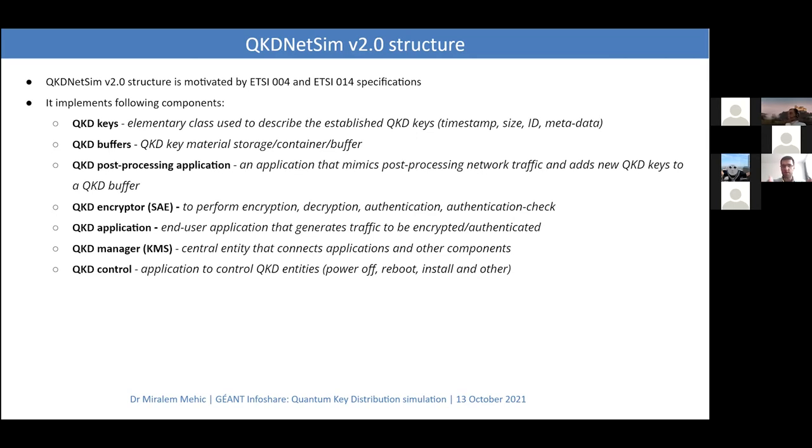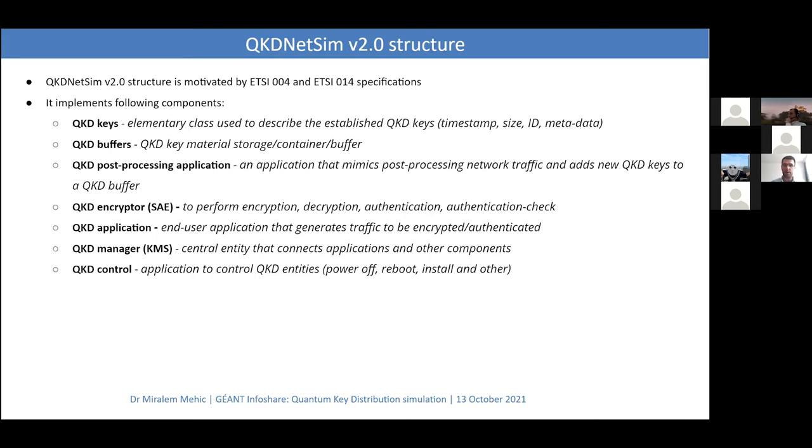So this QKD key class denotes the key that was generated, the block of the key. It's very important. Then we have the QKD buffers. You need to store these 1000 bits somewhere, obviously. So we have QKD buffers that contain these keys in their storage, and when you need the key, you can use them from these buffers.